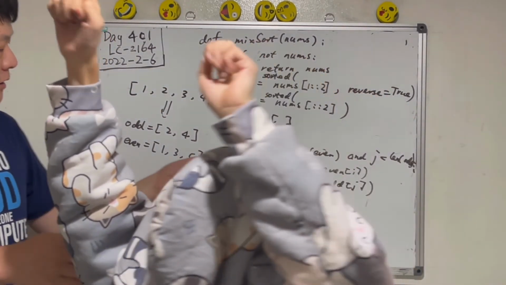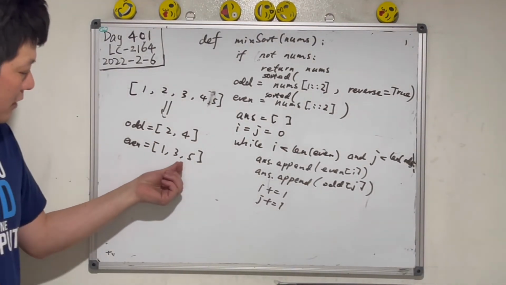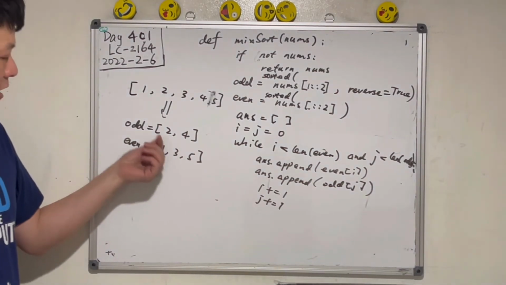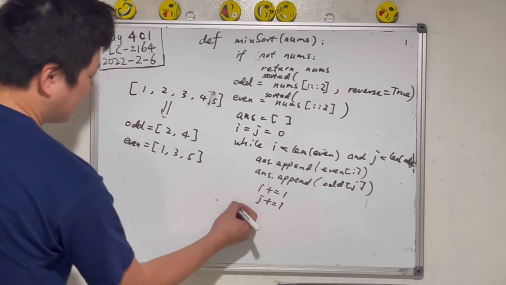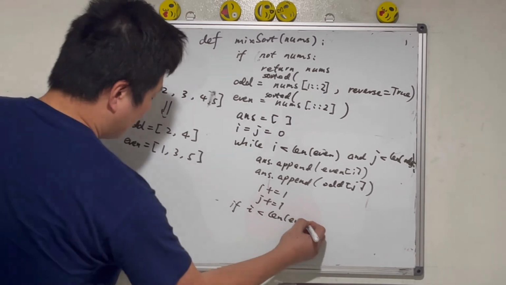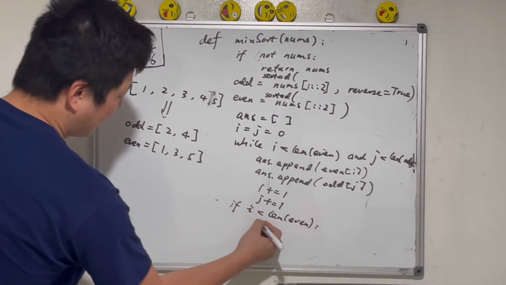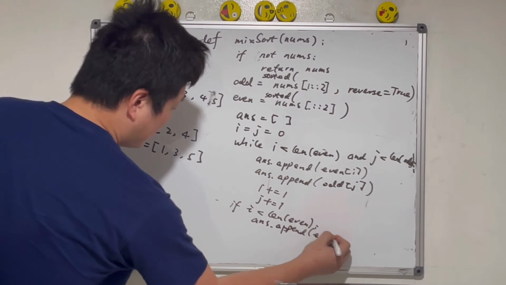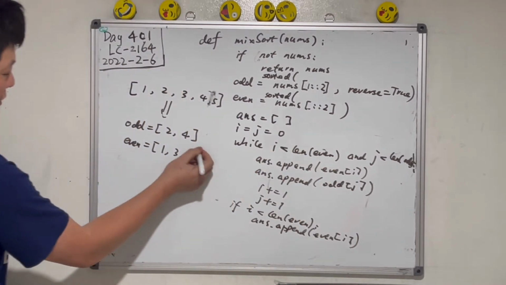Okay, so now, as you can see, possibly the even list could have one more element than the odd list, right? So we need to say if i is smaller than length even, then we append the remaining even number. So answer dot append even i, or even minus 1, because it's always the last one.